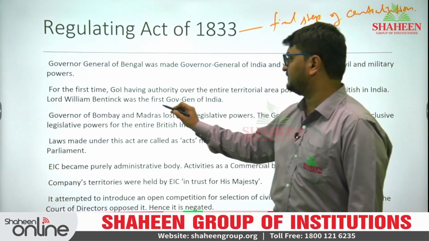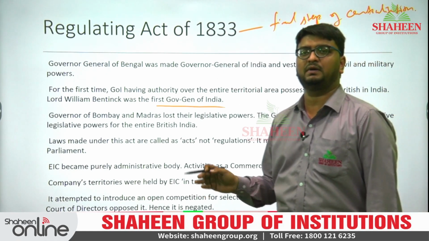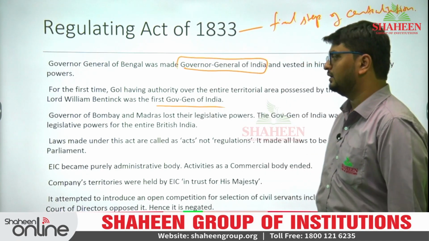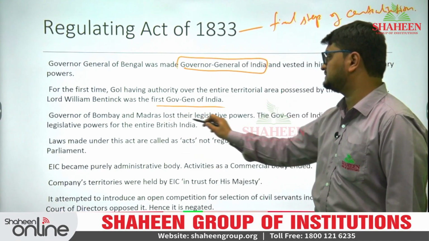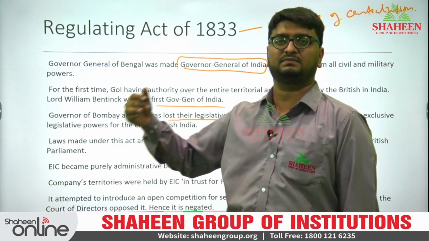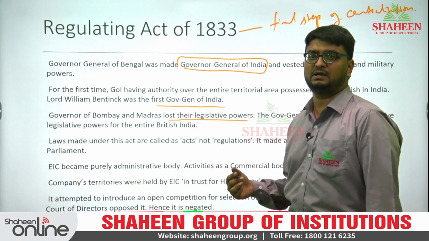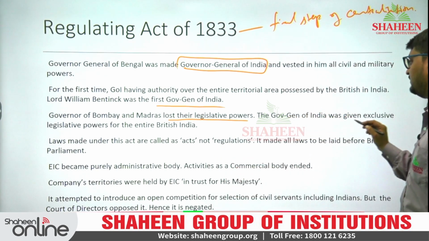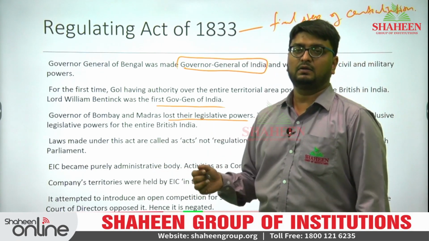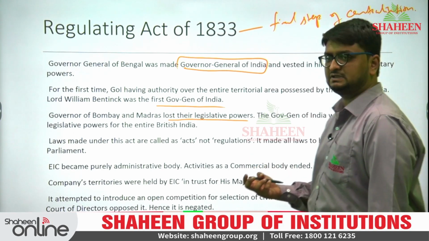Lord William Bentinck was the first Governor General. Now you can see by Act of 1833 the Governor General of Bengal is now considered as Governor General of India. So total centralization happened here. The Governors of Bombay and Madras lost their legislative powers. Centralization means you are taking the powers from the ground and taking all the powers to the center. The Governor General of India was given exclusive powers related to legislation for the entire British India. Now the Bombay and Madras governors didn't have this legislative power.